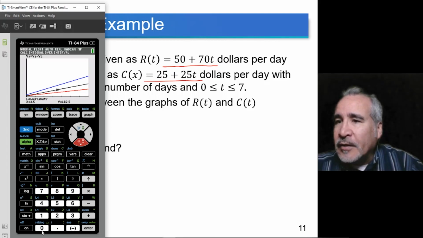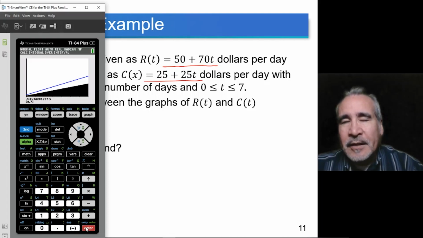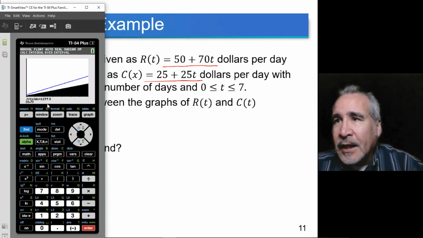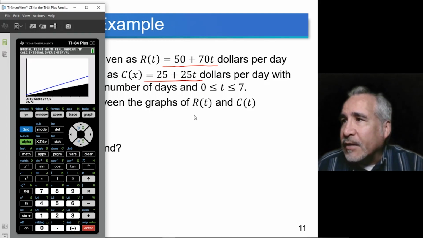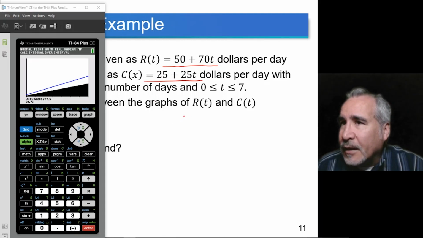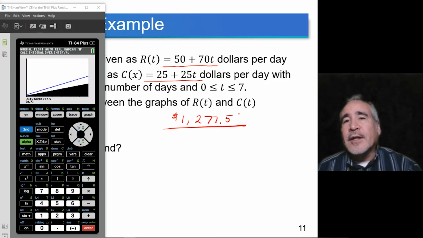But the lower limit is 0. The upper limit is 7. And see, when we get done, it fills it in for us, so we're okay. It's 1,277.5. Since it's dollars, that's what we have. $1,277.5. That's the area between the curve.